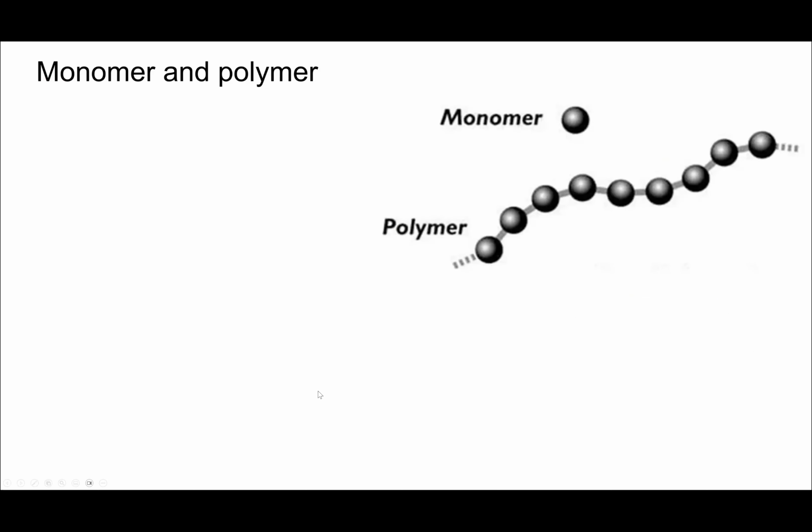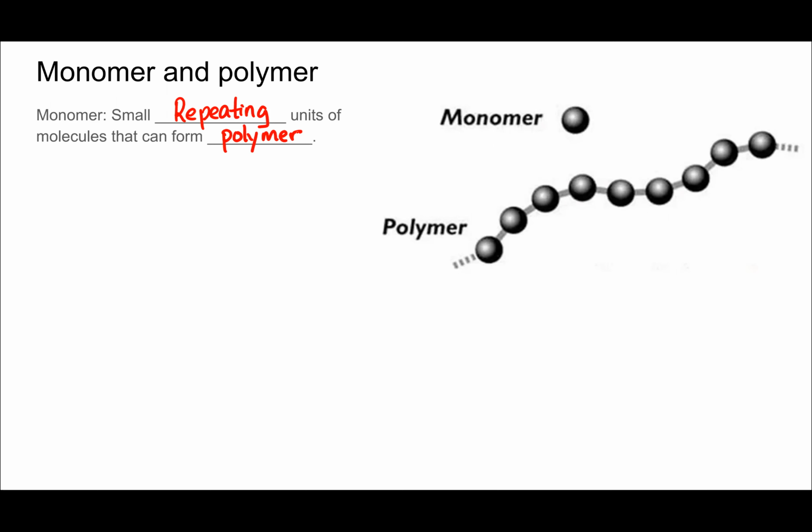Next, a huge part of biomolecules involves the idea of monomer and polymer. So what is a monomer? A monomer is a small repeating unit. It's like you have these units that are very similar to one another, and then they can connect with one another to form a bigger structure called a polymer.